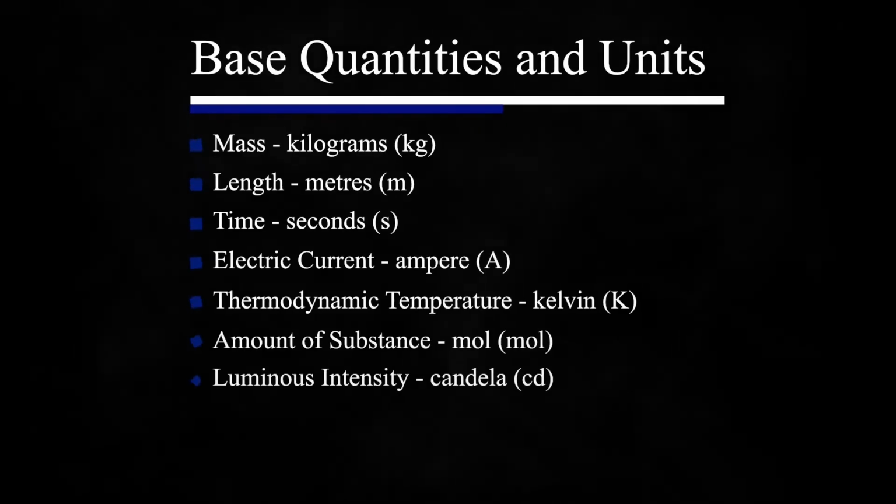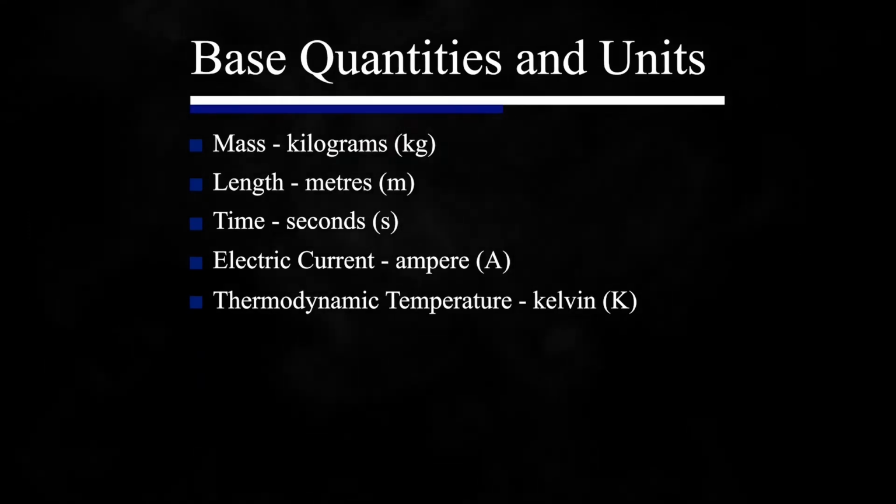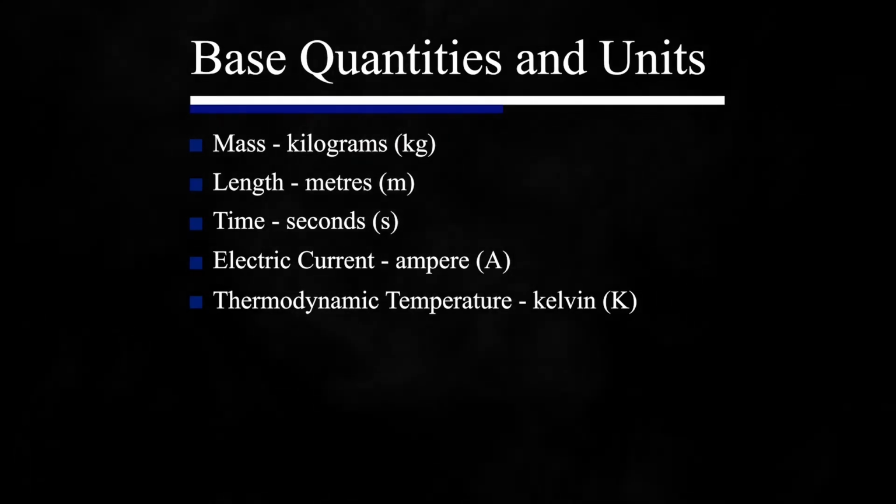So in your course, you will need to know 6 of them. Candela does not really feature in the course, and the first 5 are the ones that will show up in the AS course. And then amount of substance is not present in the AS course, but you will have to come across it in the A2 course.